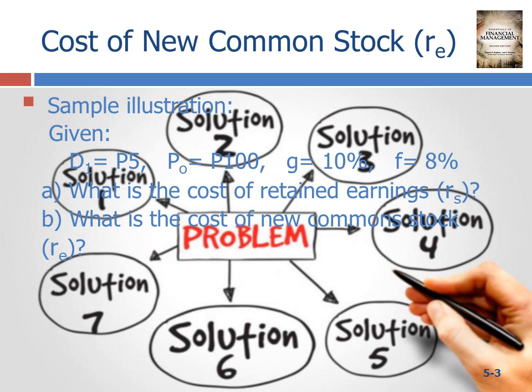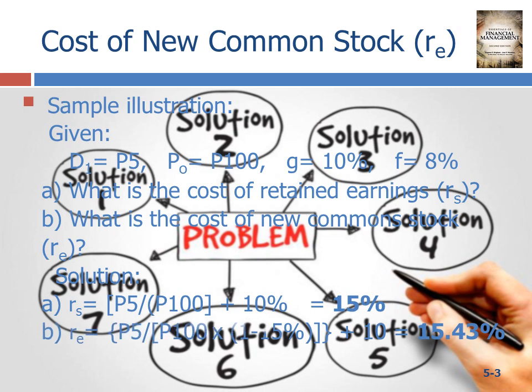So applying the DDM method, for letter A, it's 5 pesos divided by 100 plus 10%, which is 15%. For letter B, the R sub E, cost of new common stock, is 5 pesos divided by the quantity 100 times 1 minus 8%, or 0.92, plus 10%, and you get 15.43%.